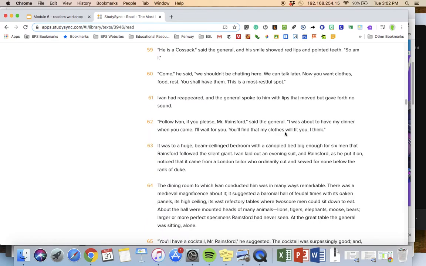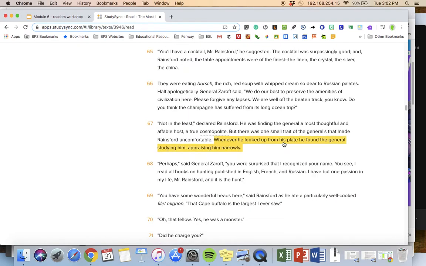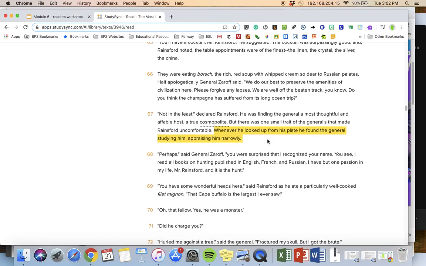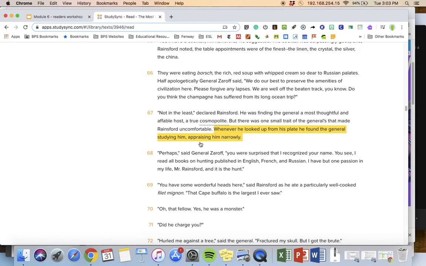In the part of the story that you listened to today, we meet this guy named General Zaroff, who is a very different character. The first thing that I notice about him in the text is this line right here that says, whenever he, and that's Rainsford, looked up from his plate, he found the general studying him, appraising him slowly. So that action, that behavior, first of all, lets me know something is up with this guy, General Zaroff. Why is he studying another person? Why would another person do that? That was a question that I had in my head.